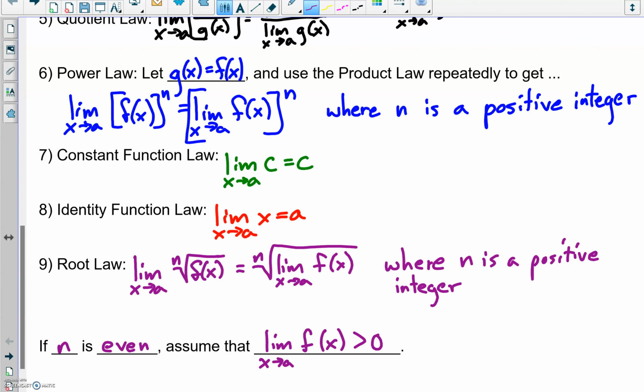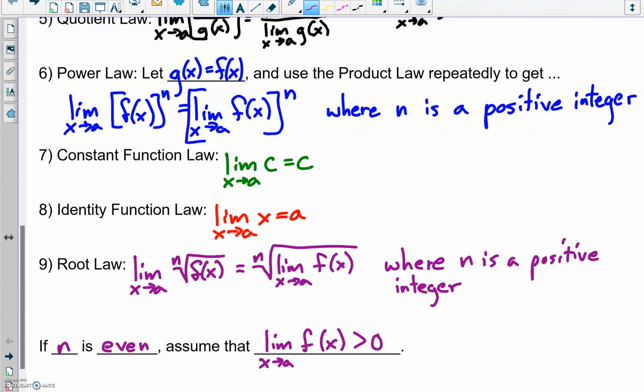Okay, so the first one we'll look at here is the power law. For the power law, what we're basically going to do is take the product law, let the g of x equal f of x, and think about the idea that if you multiply things repeatedly, you can represent that as something raised to a power. So the limit of that f of x raised to a power, multiple f of x's multiplied together, can be found by just doing the limit of f of x first, then raising the result to a power. So still that same theme of finding the individual limits and then doing the operation on it.